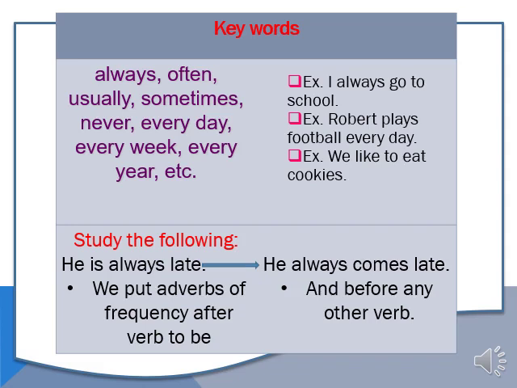Where do we put it? In the first example here, because we have verb to be, we put always after verb to be. But the second example, he always comes late. Here, I don't have verb to be, so I put always before the main verb. So we put adverbs of frequency after verb to be.